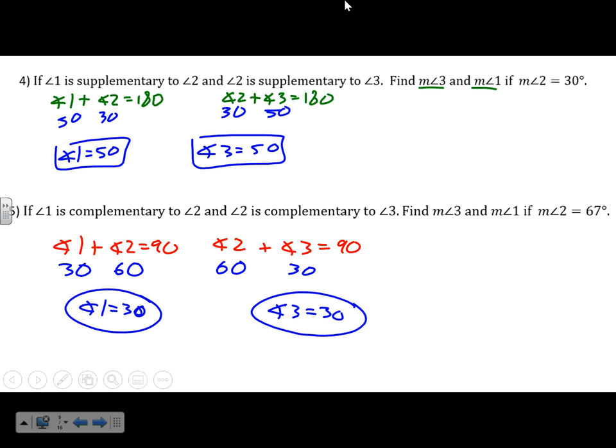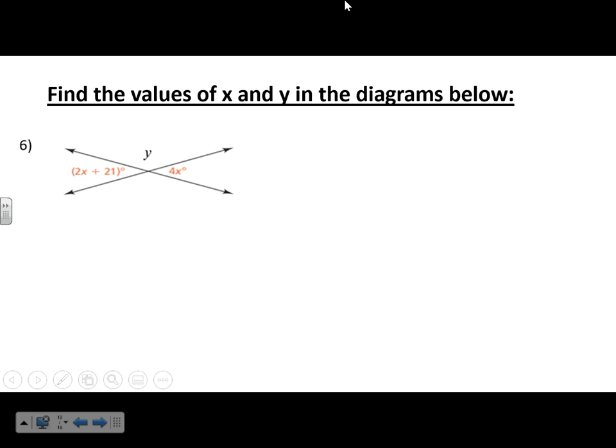So again, I know some of you are like, why are we doing this when we know they have to be congruent because of the congruent complement theorem? But I'm just showing you this so you understand why they're equal, or why they're congruent. So let's do this next one. Find the value of x and y in the diagram below.